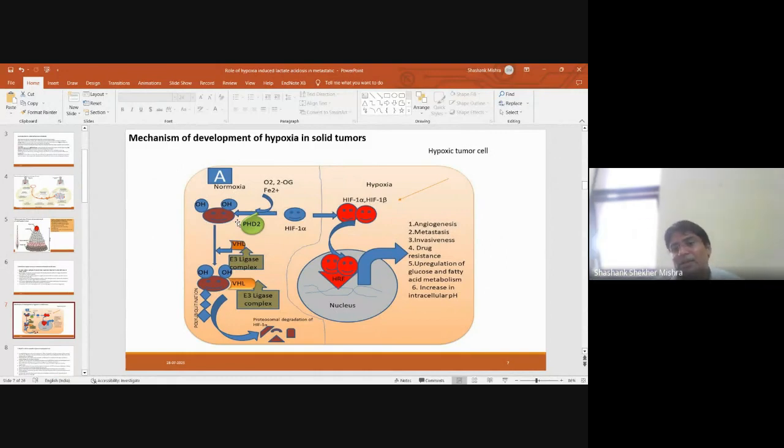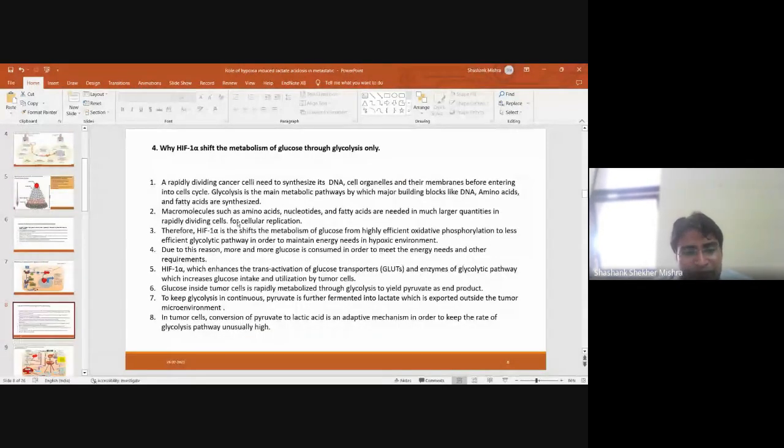It enhances angiogenesis, enhances invasiveness, imparts resistance, upregulates the metabolism of glucose and fatty acid, and also decreases the pH in the intracellular environment. Okay, what is the logic behind the activation of glucose metabolism through glycolysis, and what is the major role of HIF-1 alpha? We can also understand why HIF-1 alpha alters the metabolism of cancer cells, or how HIF-1 alpha alters the glucose metabolism in the cancer cells, so that they can survive even in the oxygen deficient environment.